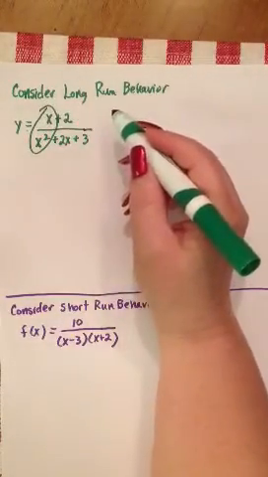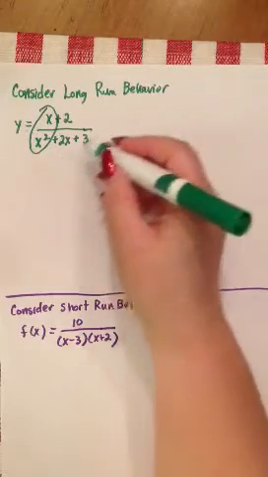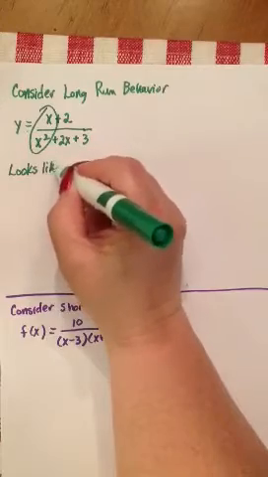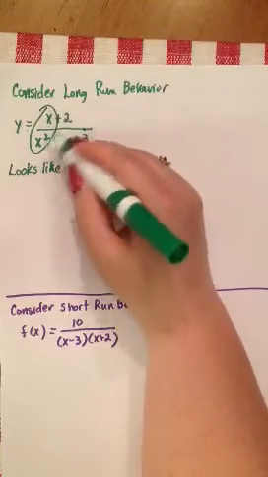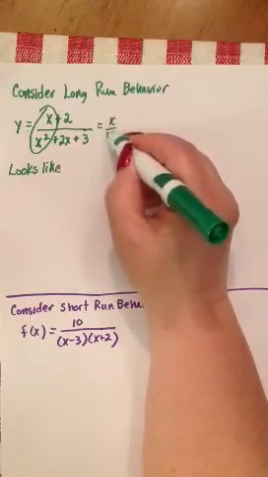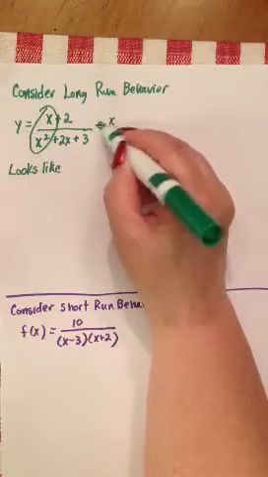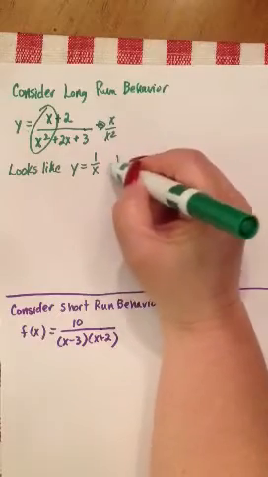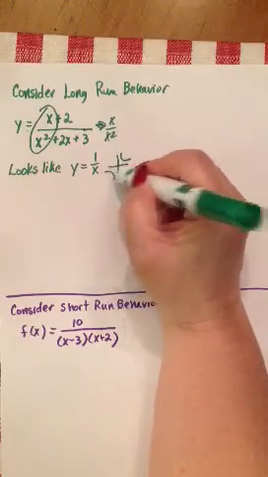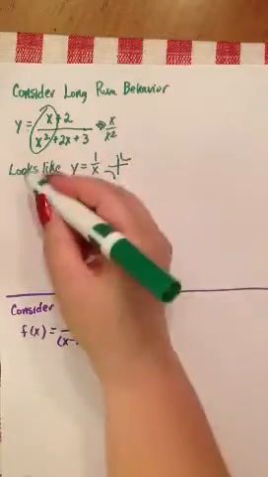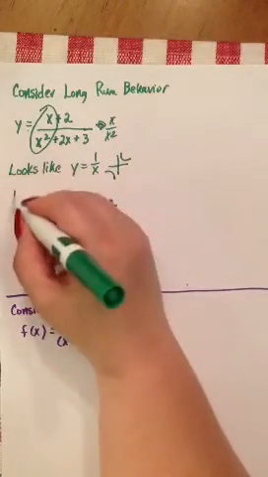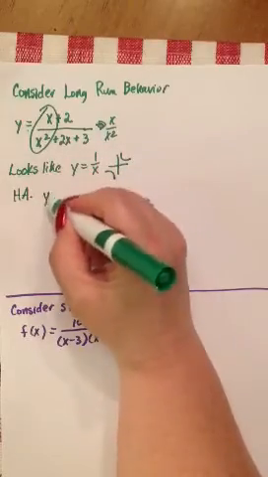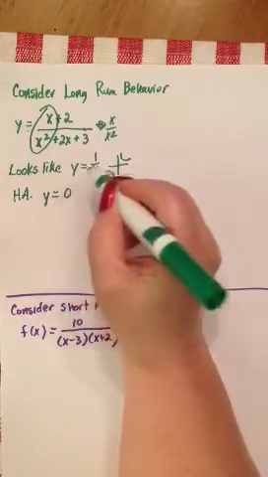On a problem like this, and there'll be a question on your test like this, you just say it looks like the ratio of those leading terms, x over x squared, which reduces to y equals 1 over x, which looks like this. For long run behavior, we would say it has a horizontal asymptote. Remember that if you don't do long division, the horizontal asymptote is just y equals 0.